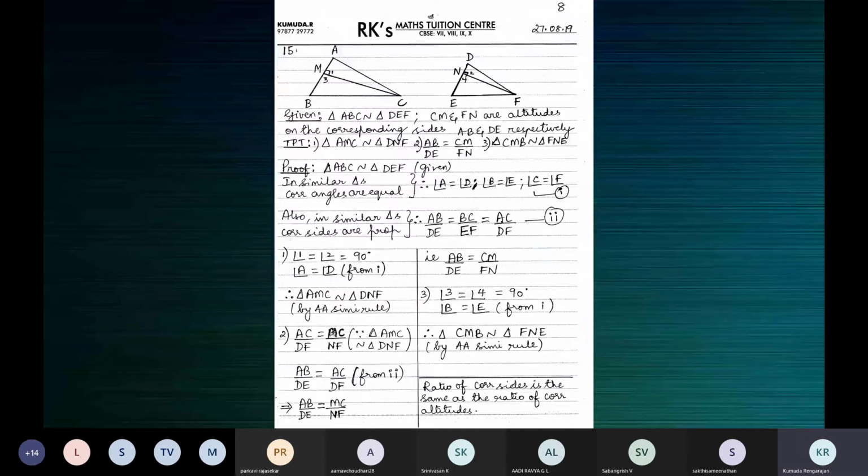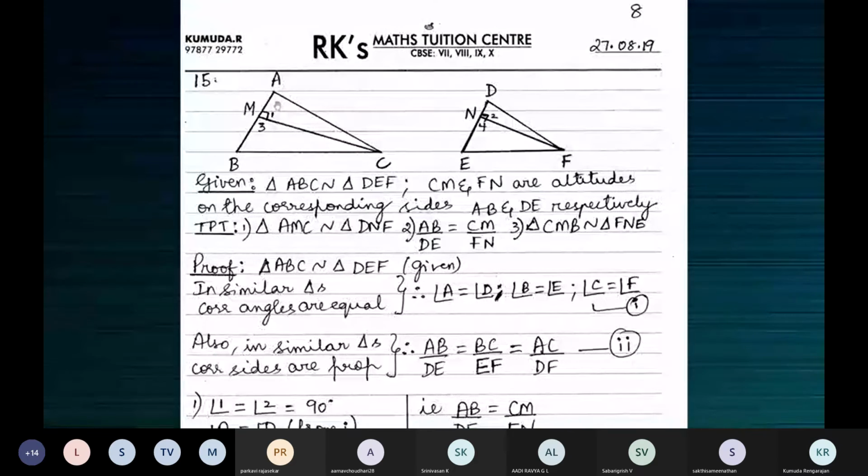So this is what we are given: two triangles ABC and DEF, which are similar to each other. ABC is similar to DEF. I've taken altitudes from different vertices so that we understand the meaning of the phrase corresponding altitudes. So the altitude CM corresponds to the altitude FN, because C and F are the corresponding vertices. See here, C corresponds to F. So the altitude from C, CM, corresponds to the altitude from F, FN.